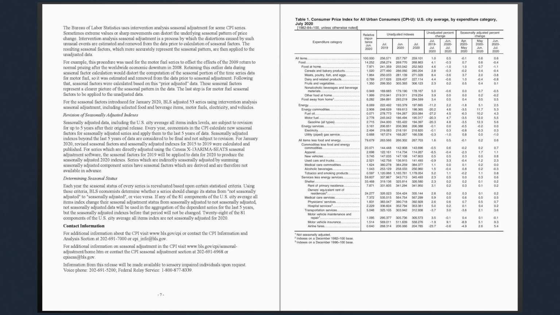If any of the 81 components of the U.S. City Average All Items Index change their seasonal adjustment status from seasonally adjusted to not seasonally adjusted, not seasonally adjusted data will be used in the aggregation of the dependent series for the last 5 years, but the seasonally adjusted indexes before that period will not be changed. 28 of the 81 components of the U.S. City Average All Items Index are not seasonally adjusted for 2020.